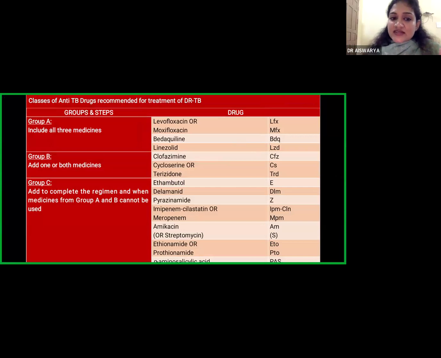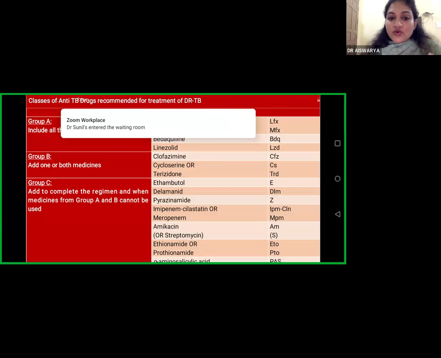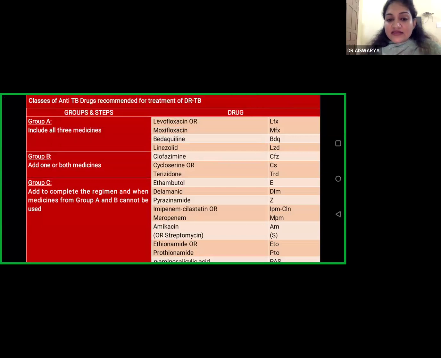So if a patient is resistant to either levofloxacin or bedaquiline or linezolid, these three are group A drugs, they are called XDR TB. So this is a change in the definition of XDR. Previously, XDR was defined as resistant to second-line injectable and fluoroquinolone. Now this changed. This is fluoroquinolone plus any additional group A drugs.